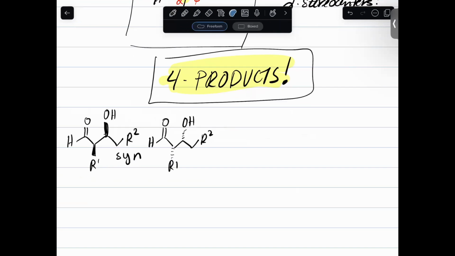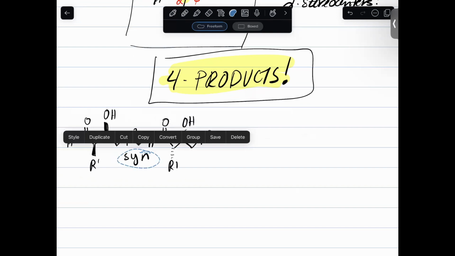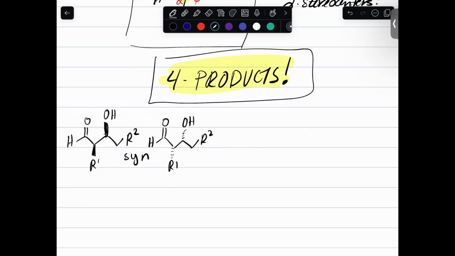Okay, let me move it to the center. Not only do you have the syn products, but it shouldn't come as a surprise that you'll also have the anti-products. You will have two anti-products.